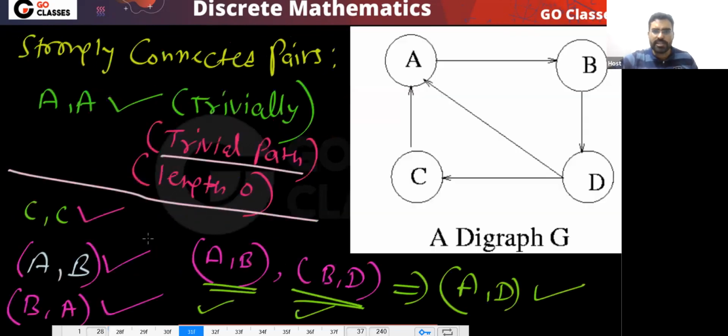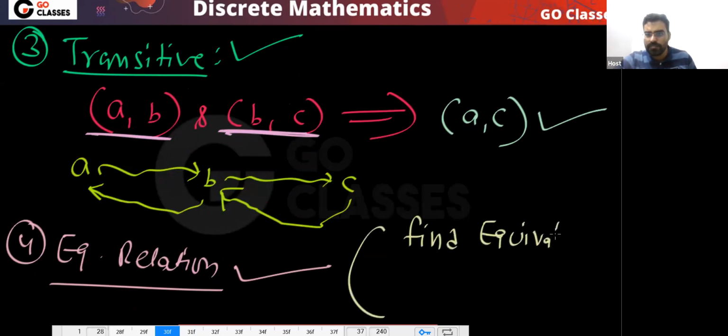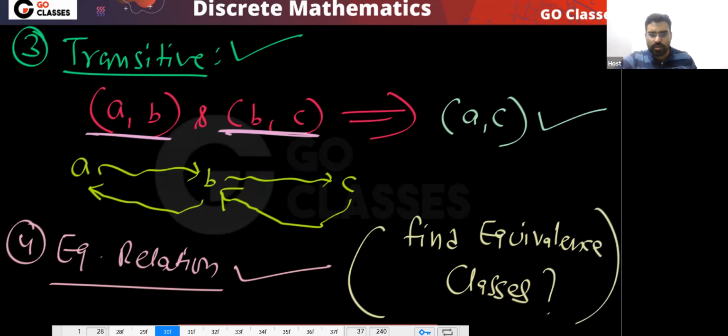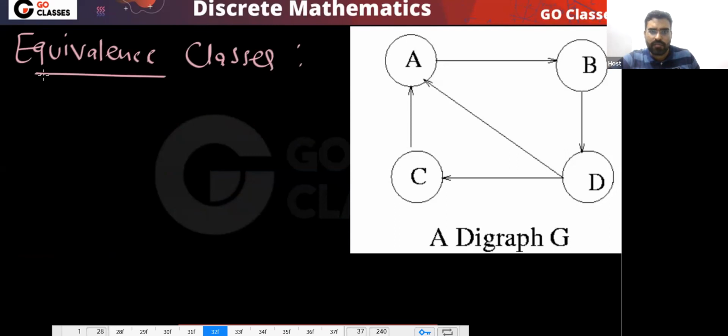Now let's find out equivalence classes. If this is an equivalence relation, then you can find equivalence classes. So in this graph, what do you think? What are the equivalence classes in this graph? Let's find out the equivalence classes.